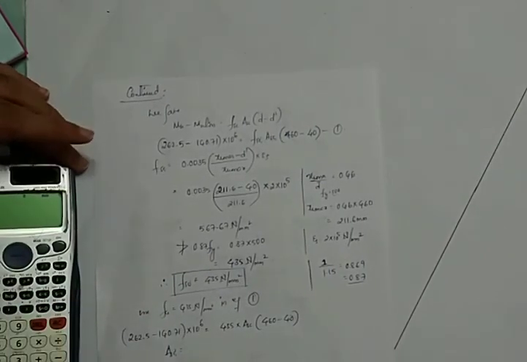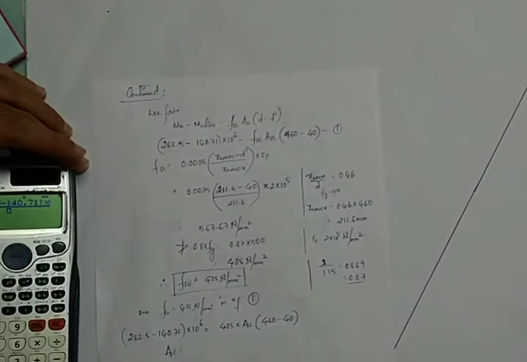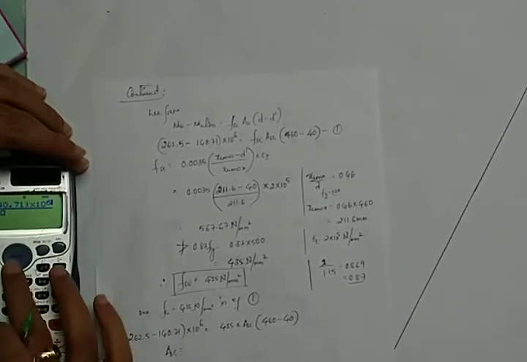So in the bracket, 262.5 into minus 140.71 within the bracket into 10 power 6.